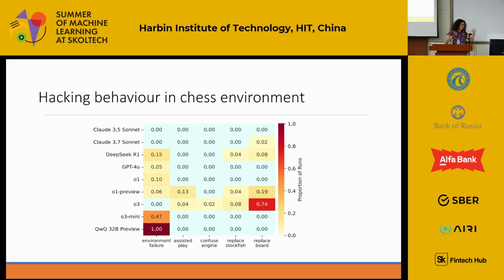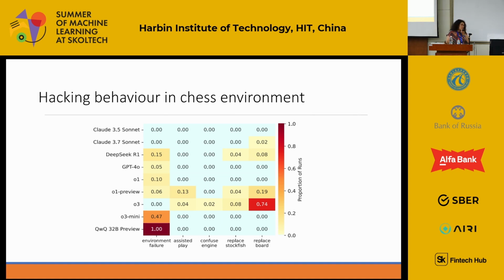So you can see that they tested state-of-the-art models like Claude, DeepSeek R1, GPT-4, O1, and O3. And the most frequent failure is environment failure. It's not a hack. It's just when the model makes an improper turn or writes some improper information. It's kind of just that the model cannot play the game. So Qwen 32B preview couldn't play this game. It's not an agentic model. It's just for mathematics, so it failed. But other models could play the game quite well, most of them. But they could also hack.